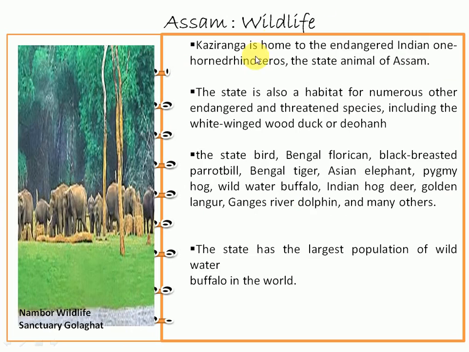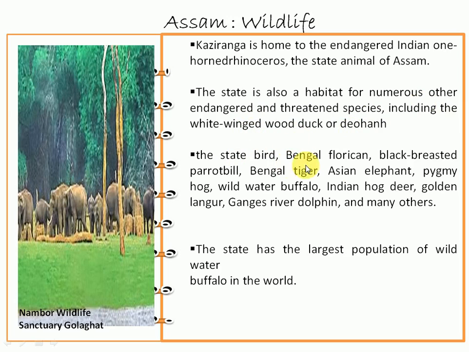Wildlife. Kaziranga is the home of the endangered Indian one-horned rhinoceros, the state animal of Assam. It's a very important fact. The rhinoceros is the state animal of the state. The state is also a habitat for numerous other endangered and threatened species, including the wild white-winged wood duck or duna.